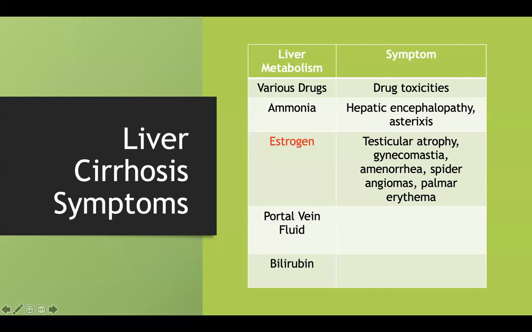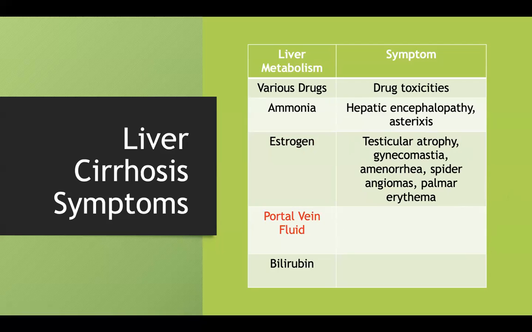This is very commonly tested. They'll give you a spider angioma and they'll say, what's the problem with it? Or they'll say, what's driving this? And the answer would be estrogen. Or they'll say, what other symptom can be caused by this? So keep that in mind. Very, very high yield association that they love to test on.